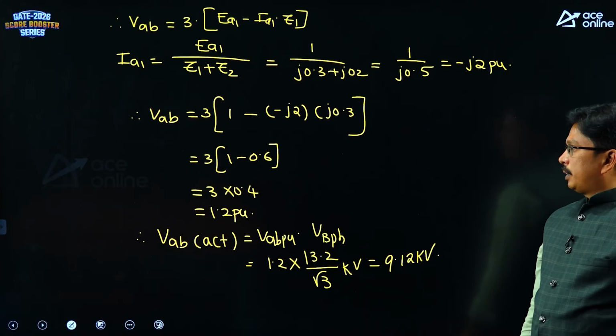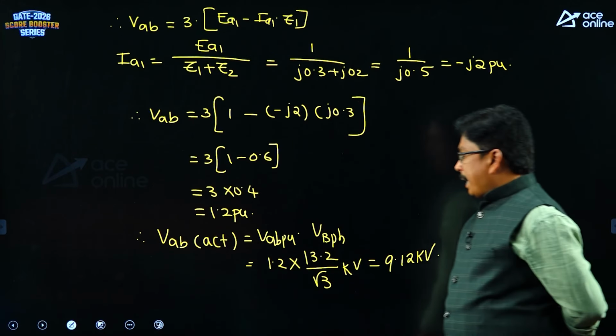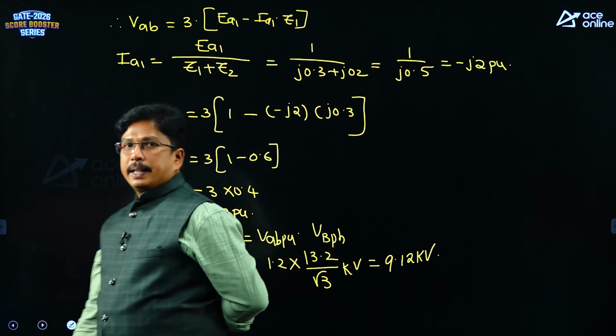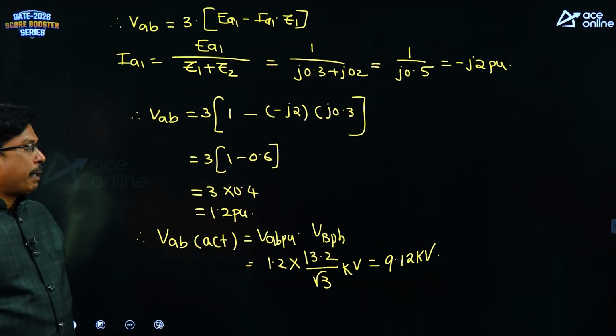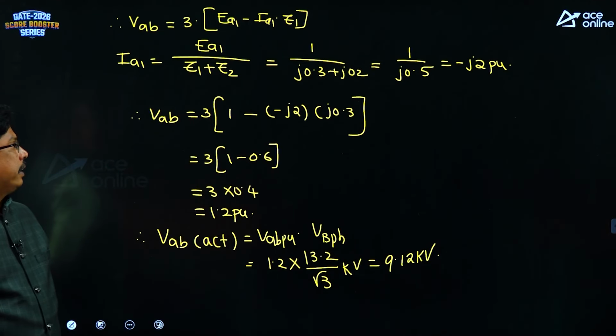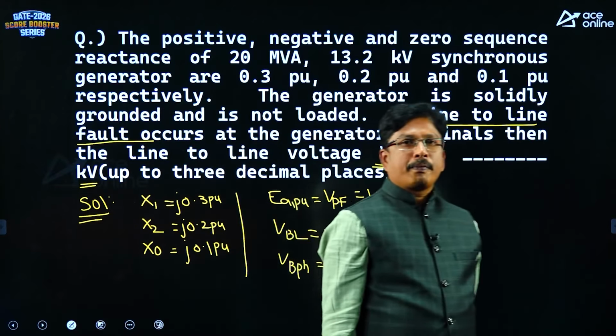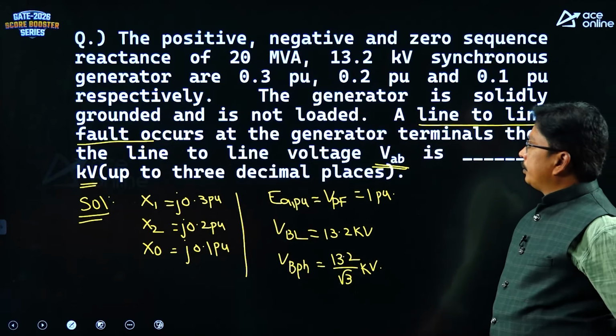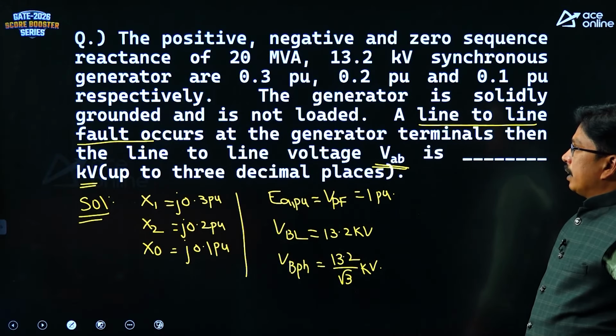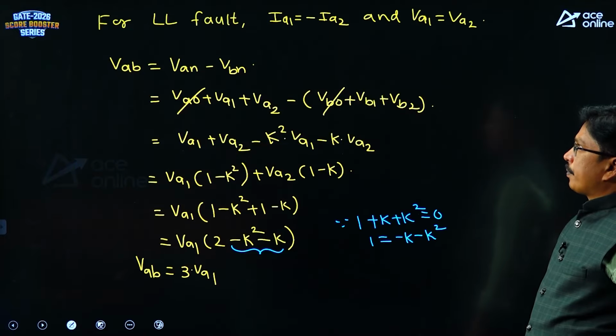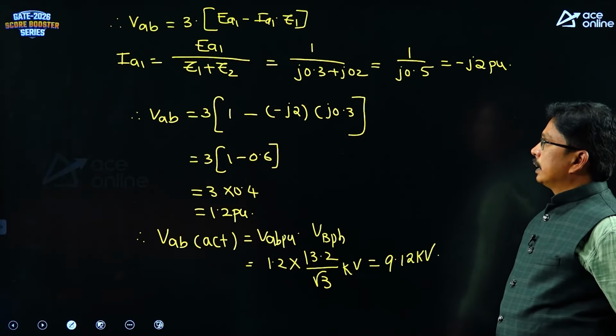9.12 kilovolts. 1.2 into 13.2 divided by root 3 kilovolts. That is 9.12 kilovolts. Right? See, these types of problems are very, very important, students. Calculating VAB for a line to line fault.